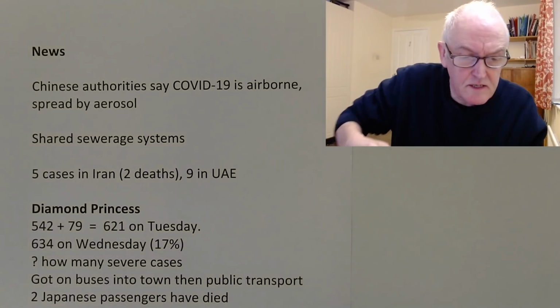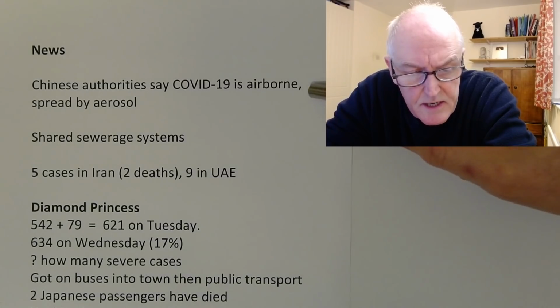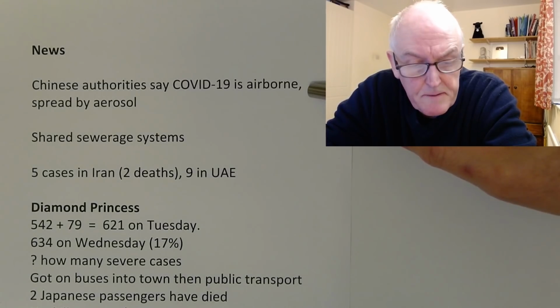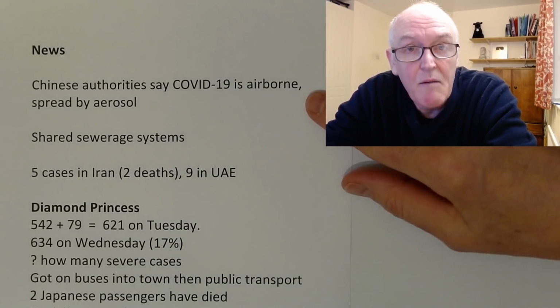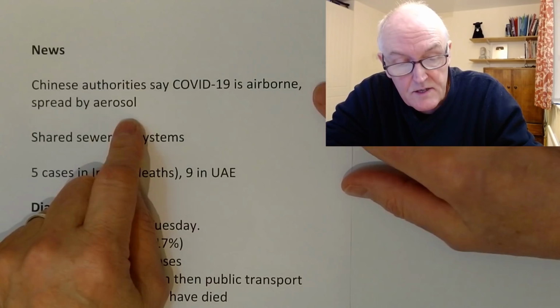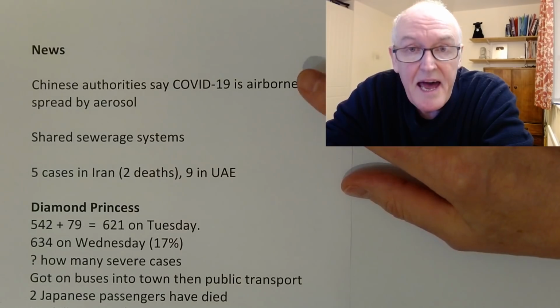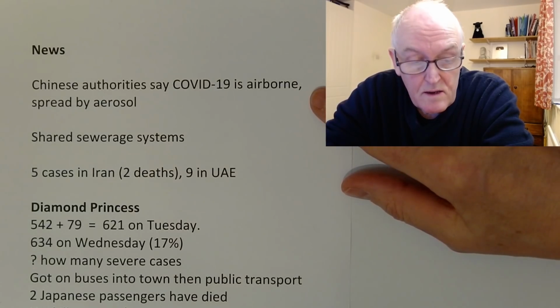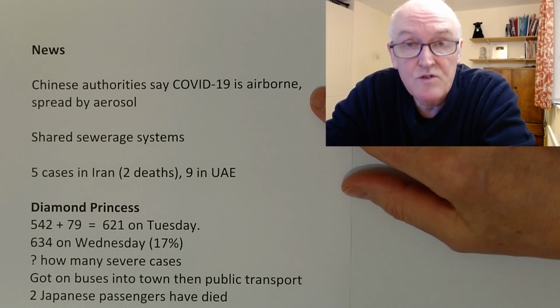So moving on to these news items. Now the Chinese authorities, the Chinese Health Service and Family Planning Authority, have given out some new guidelines on the management of COVID-19. And at the end of that report, they said it was airborne, spread by aerosol. So this is now recognised by the Chinese authorities that this is an airborne infection. Now, we've always known that it was droplet, but now we're saying it's airborne as well.